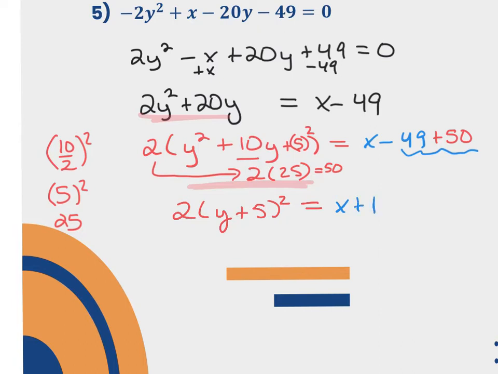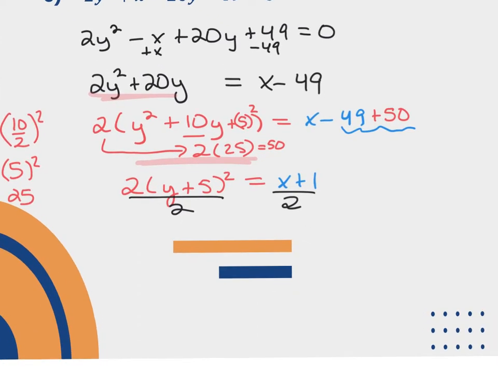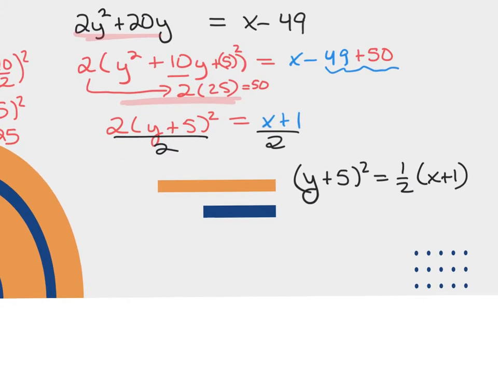I need to have the y squared all by itself. So I need to divide both sides by 2. So the final answer in standard form is going to be y plus 5 squared equals 1/2 x plus 1. I now have my parabola in standard form. I can pull out my vertex. This is K, this is H. So my vertex is located at -1, -5.